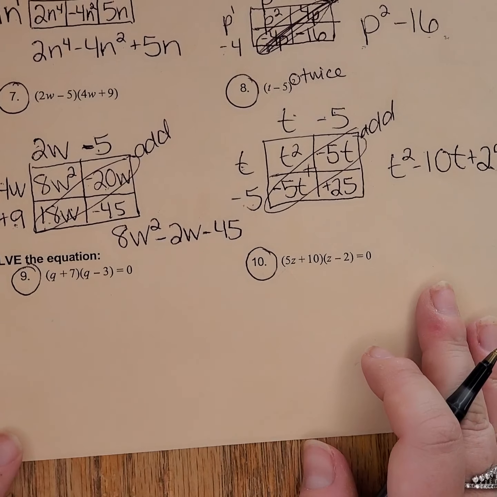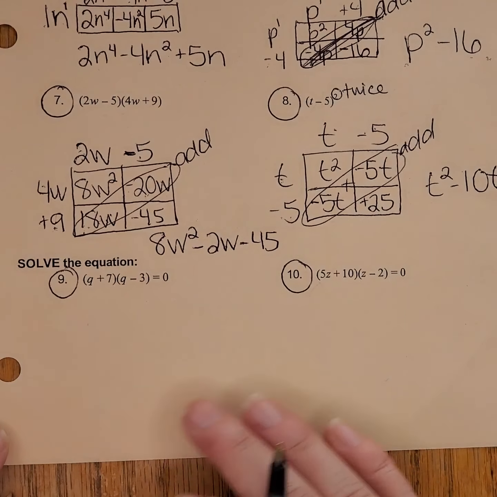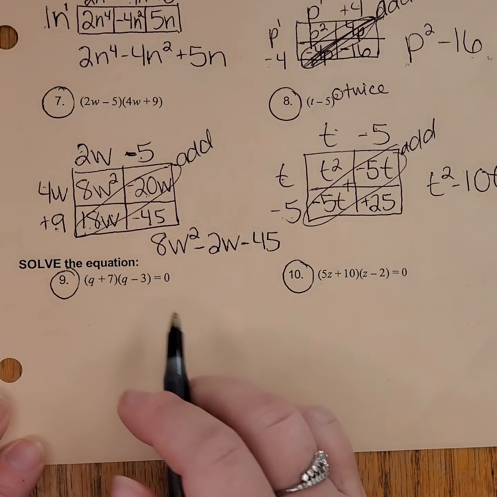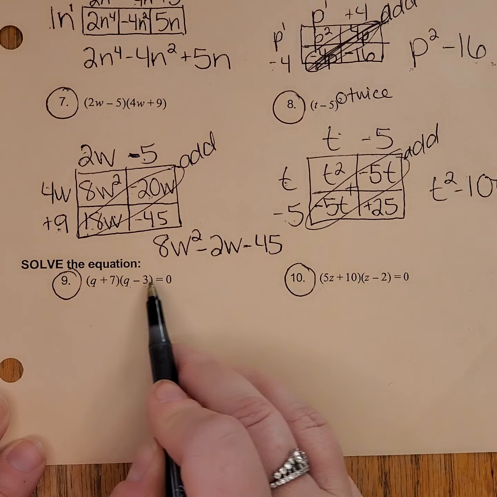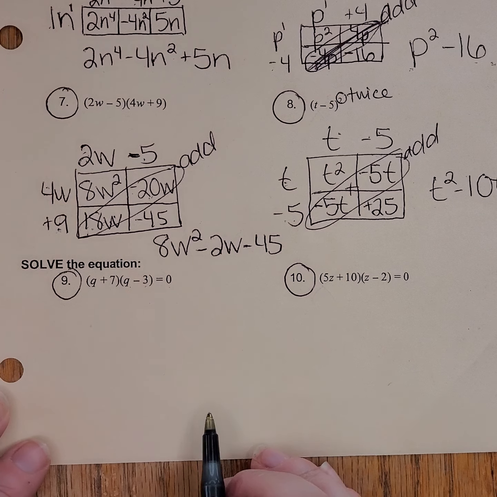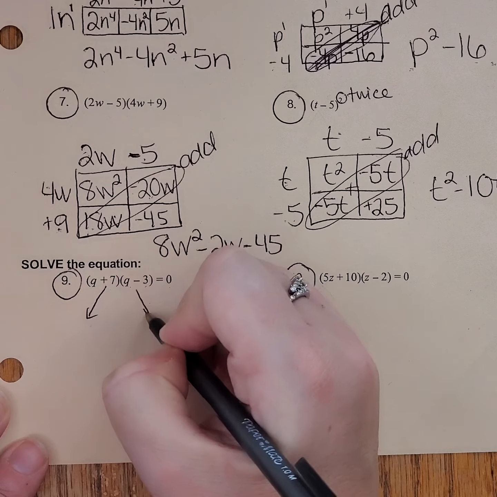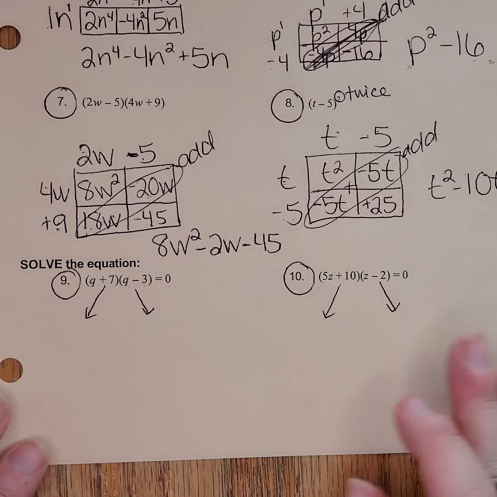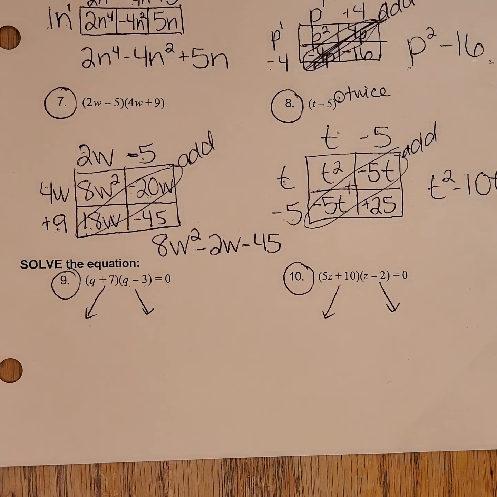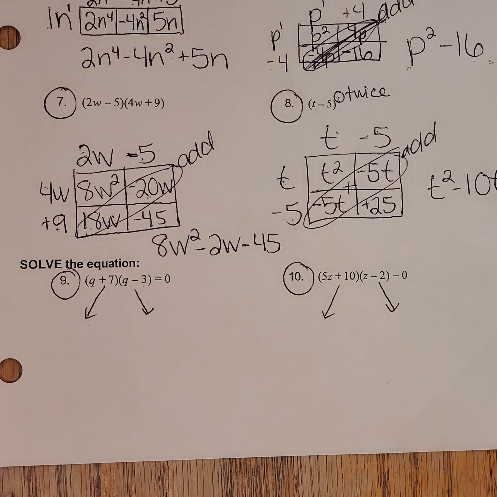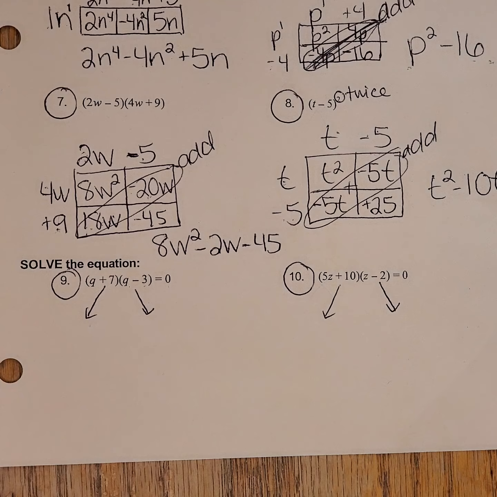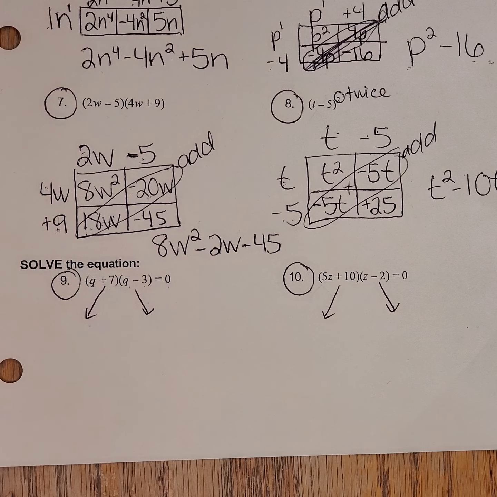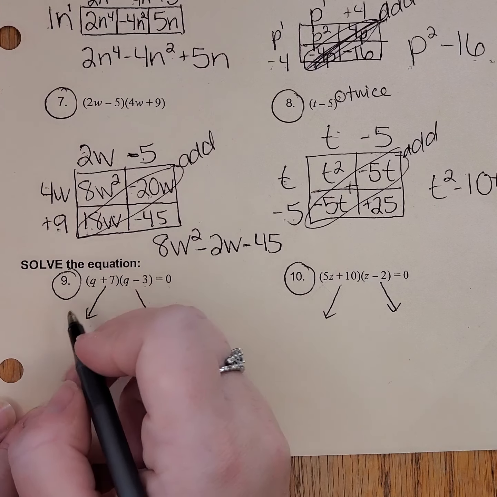Okay, the next section is going to be super simple. Everybody should be able to get these right. Anytime you have a parenthesis and another parenthesis equal to 0, it's super easy. You're just going to break these up into 2 problems. So if that sparked your memory and you know what to do now, go ahead and pause the video and try it on your own. If you're still a little confused, keep watching until you remember what we did and then try it on your own once you feel comfortable.